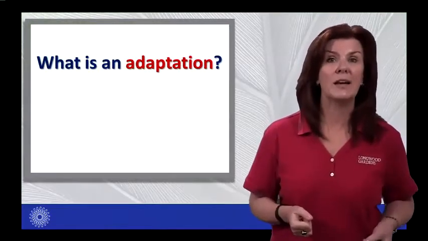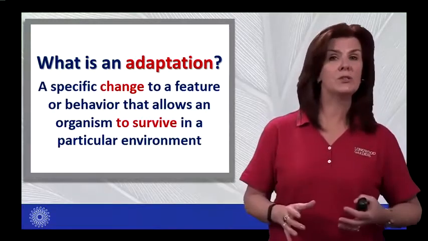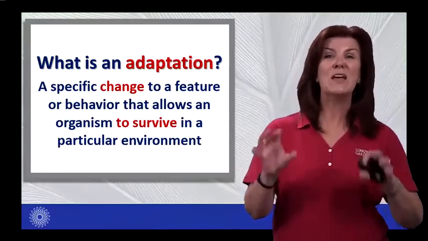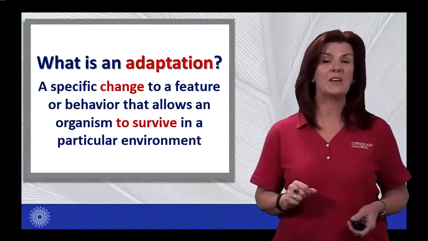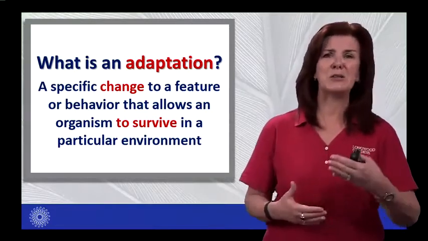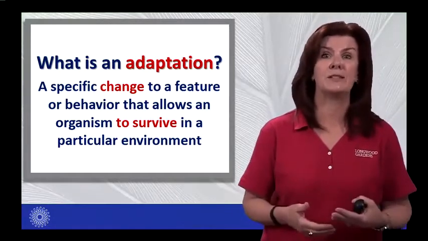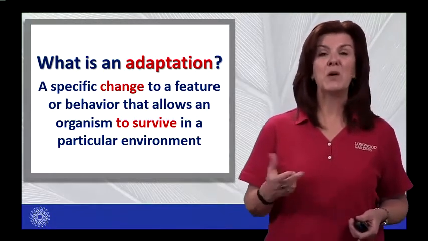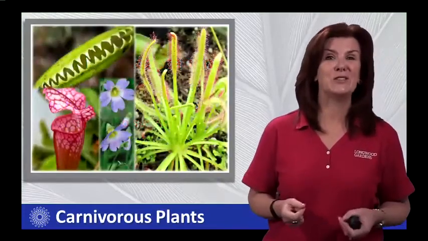And this is what an adaptation is. An adaptation is a change to the way an organism looks or behaves that allows it to continue to survive in its particular environment. But keep in mind, this doesn't happen overnight. It's not magical. An adaptation is something that happens over many generations of a species or a type of organism. Carnivorous plants, all bearing adaptations, changes to survive.